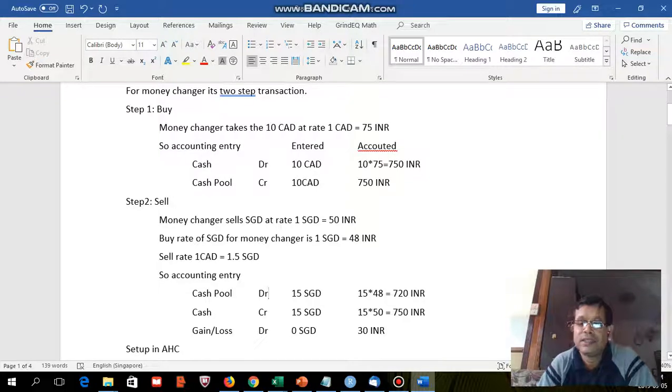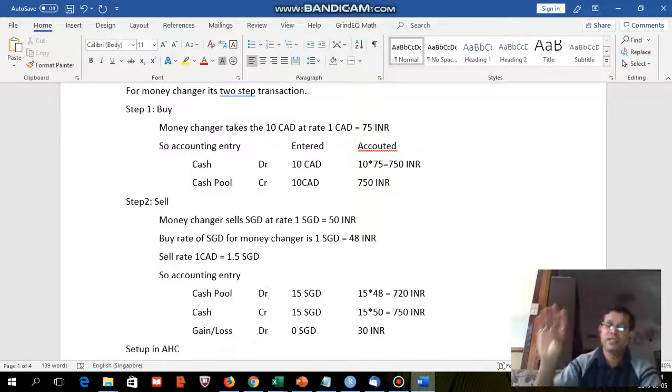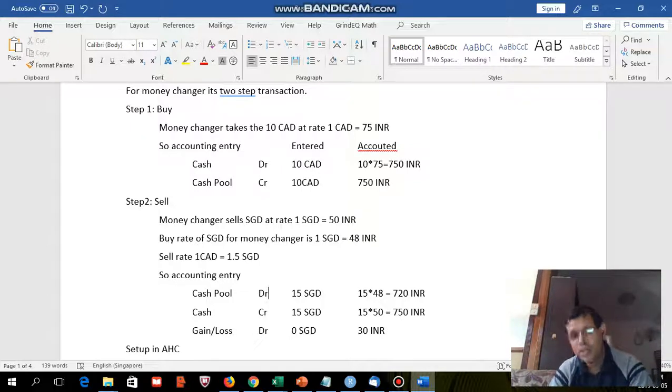So just understand, as far as business is concerned, there is an exchange from Canadian dollar to Singapore dollar, but in the system it's two transactions and so two sets of accounting. This is what we have to achieve. The requirement here is, let us take data where I'm taking 10 Canadian dollars and giving 15 SGD, and convert that transaction into this set of accounting by using Financial Accounting Hub or AHC, Accounting Hub Cloud. So that is it as far as the business scenario is concerned.